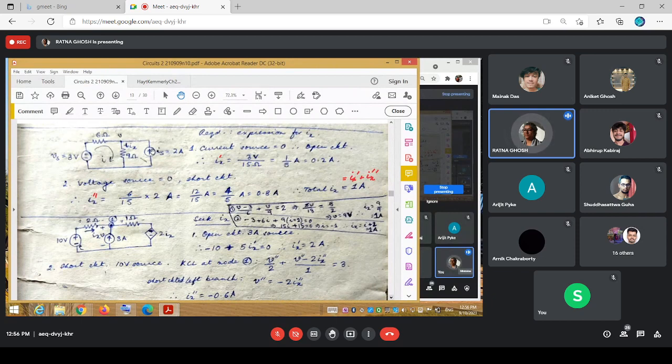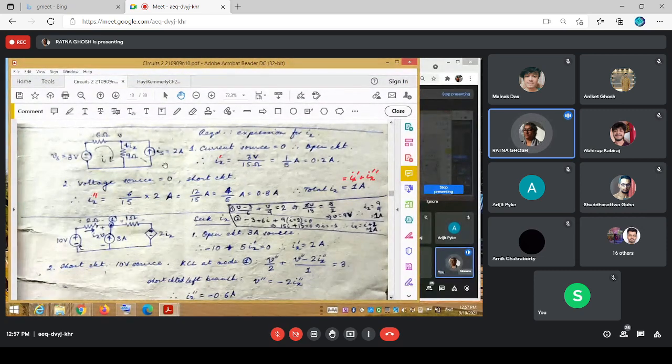Then for the next one, you want to kill the voltage source. Killing a voltage source means shorting this one. If you are shorting this one, then the current through this branch, by current division, naturally in the reverse order, is 6 by 6 plus 9, 15, of 2 amperes. So that is your 0.8 amperes. So total Ix, due to the effects of these individual sources, would be this plus this, that is equal to 1 ampere. This is solving for Ix using the superposition method.